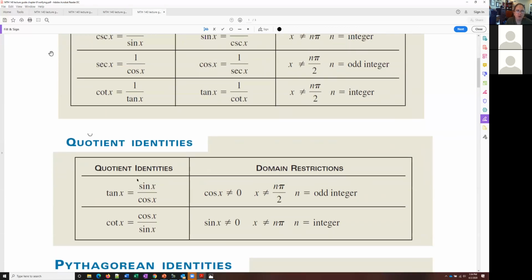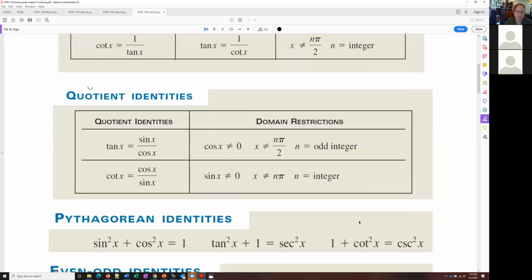We also know the quotient identities. We know that tangent x is equal to sine x over cosine x. And we know that cotangent x is equal to cosine x over sine x. And again, we can't divide anything by 0.